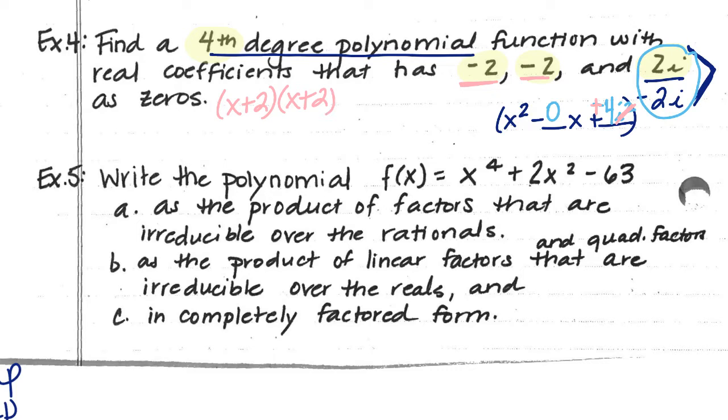Or you could use that pattern again, x squared minus the sum of the zeros times x plus the product. And I know right here with my 2 imaginary numbers, I have x squared plus 4. So we just have to FOIL this all the way through. I know these 2 FOILed will be x squared plus 4x plus 4, and I'm sure you're just as good at FOILing those as I am.